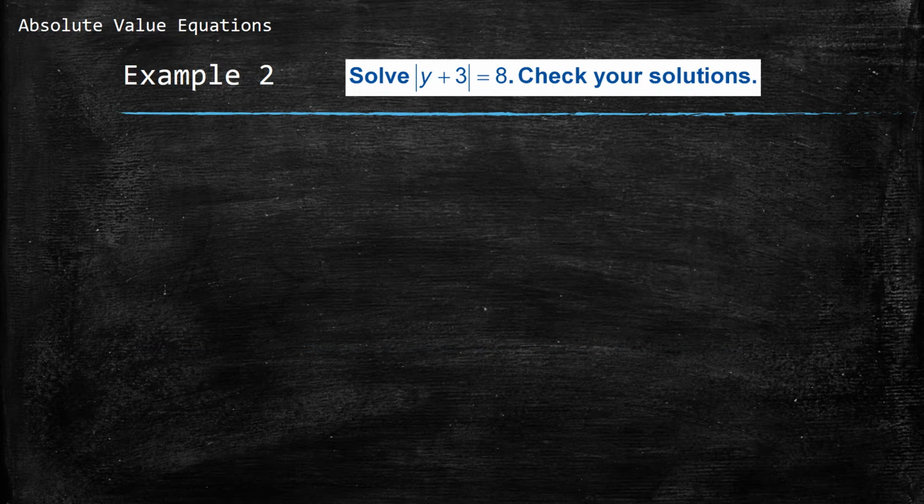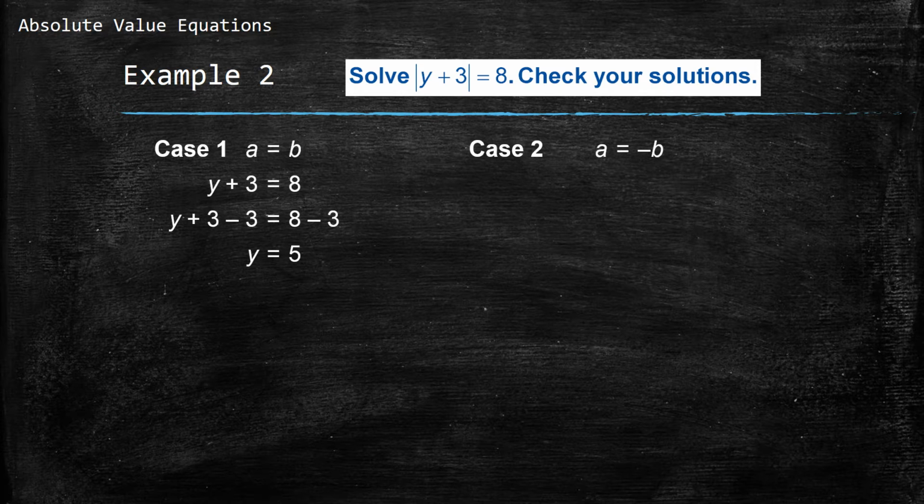Our next example says the absolute value of y plus 3 equals 8. Remember to check your solutions. So according to our rule on our previous slide, we have to do a equals b, where a is equal to the expression on the inside of the absolute value bars and b is your answer. So y plus 3 equals 8. I subtract 3 from both sides of my equal sign, and I have a result of y equals 5.